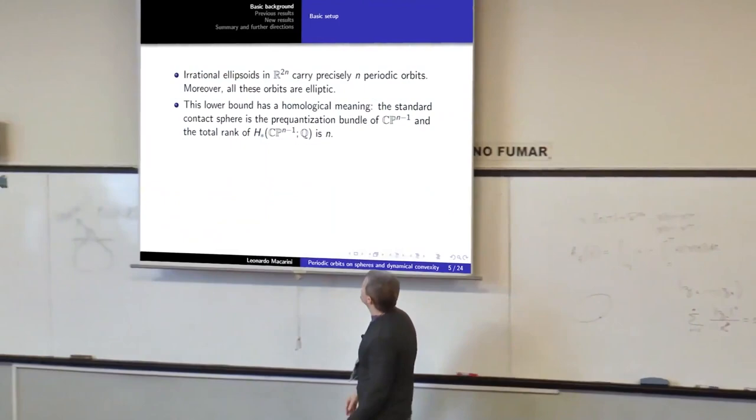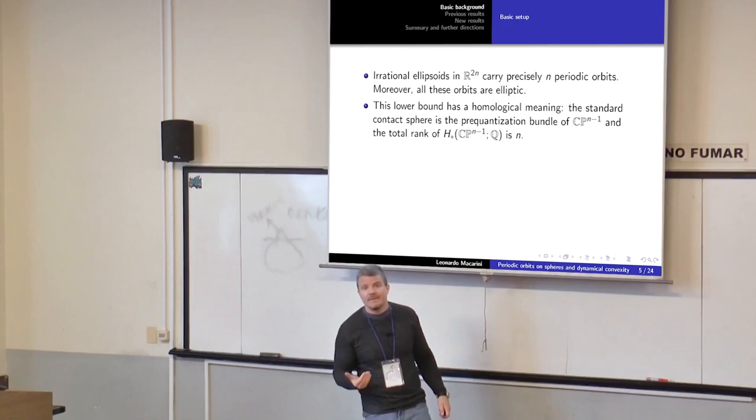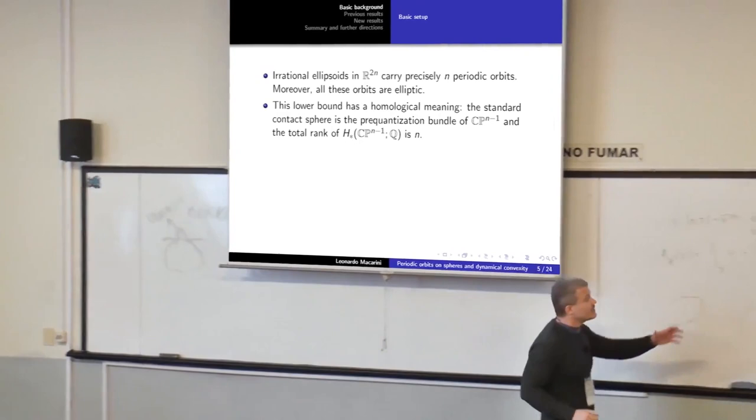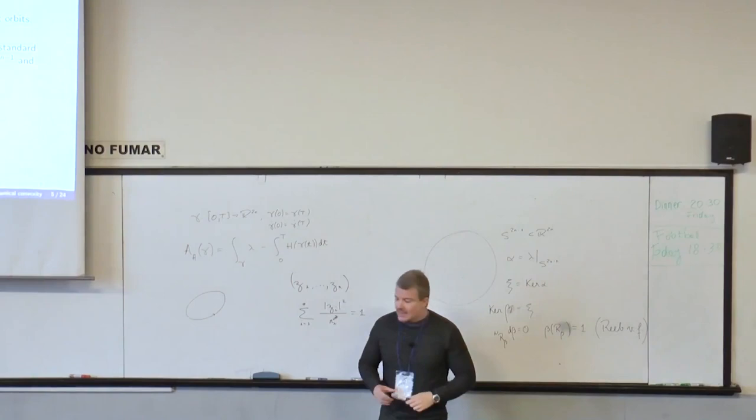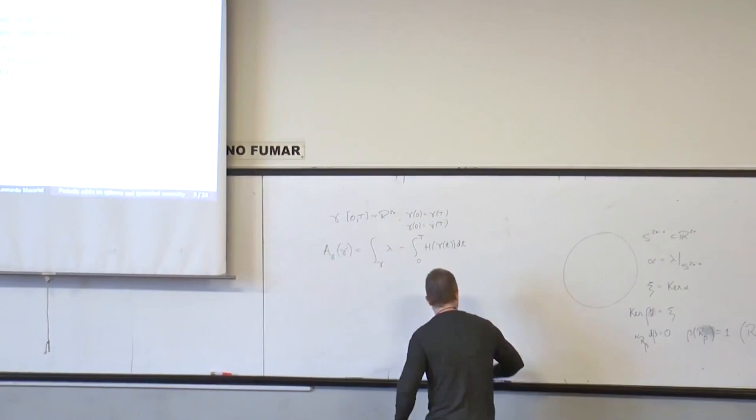Of course, you can ask why you have this lower bound n. Something magic. Where does it come from? Why n periodic orbits? It has a topological meaning, which is the following. You have this standard contact sphere, this sphere with this contact structure. There is a general construction in symplectic geometry called the pre-quantization bundle. It's not so important in this talk, but I can explain it in a few minutes.